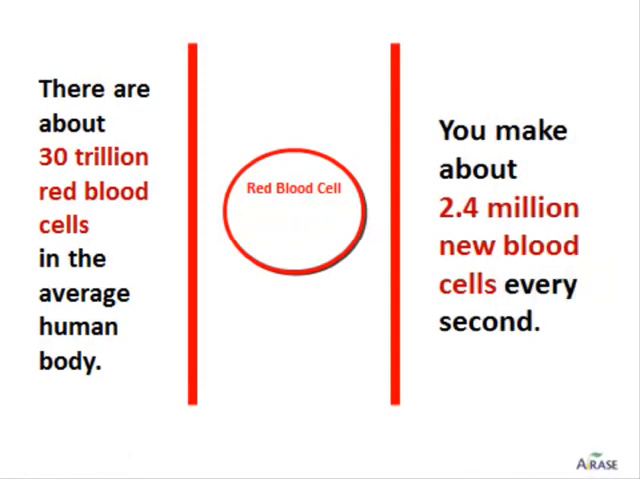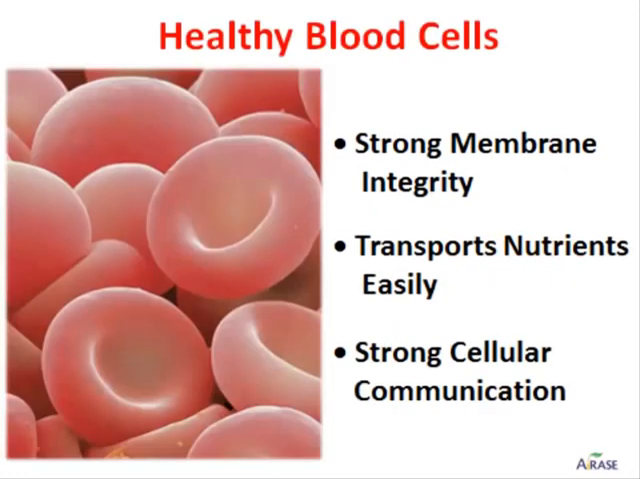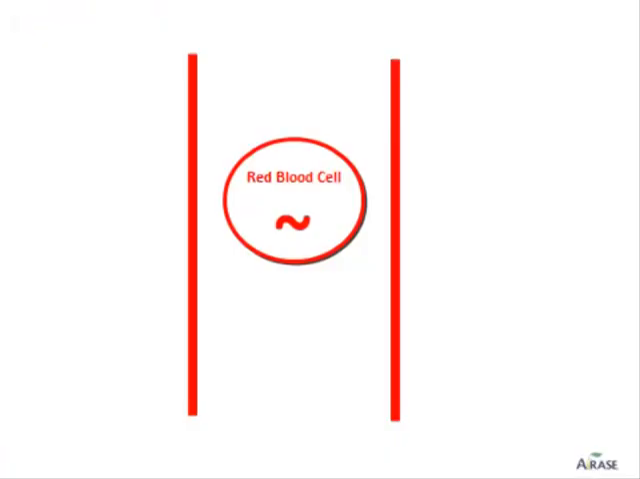Let's talk about the red blood cells. You have about 30 trillion red blood cells, and you make about 2.4 million new red blood cells every second. This is an electron micrograph of healthy blood cells. They have strong membrane integrity, they easily transport nutrients throughout the body, and have strong cellular communication. They talk to each other. It is a beautiful system, and it works very well when blood cells are healthy.